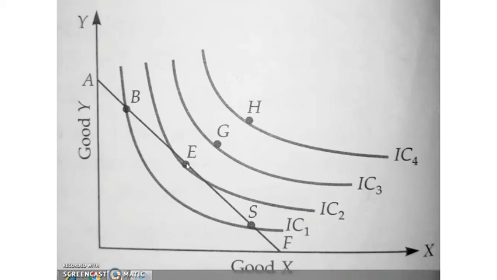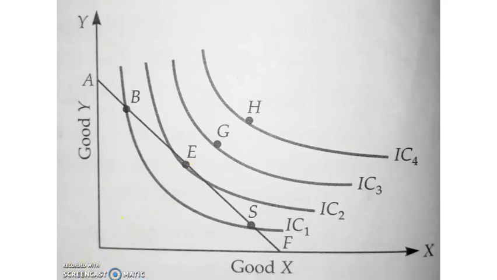So point E is tangent to IC2. So our first condition is satisfied, and at point E, IC2 is convex to the point of origin, and at point E, the slope of IC2, that is MRS, is equal to the slope of the price line, that is Px by Py. So as per our condition, point E is the equilibrium point of a consumer.